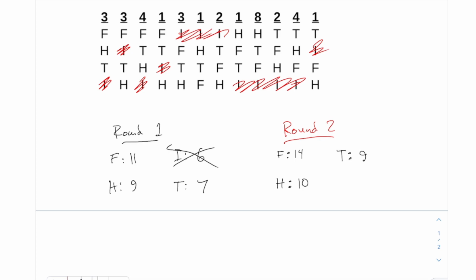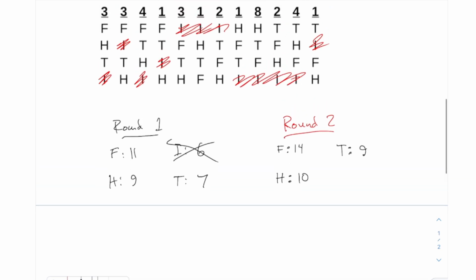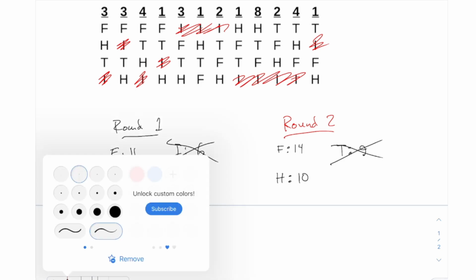Okay, so who is eliminated in the second round? T is eliminated in the second round, right? And you can scribble out the T's now. Maybe I'll scribble them out.